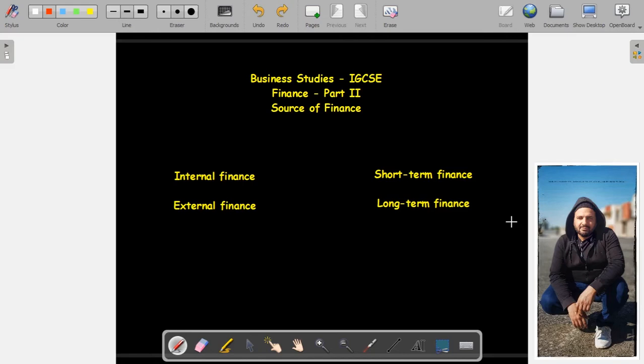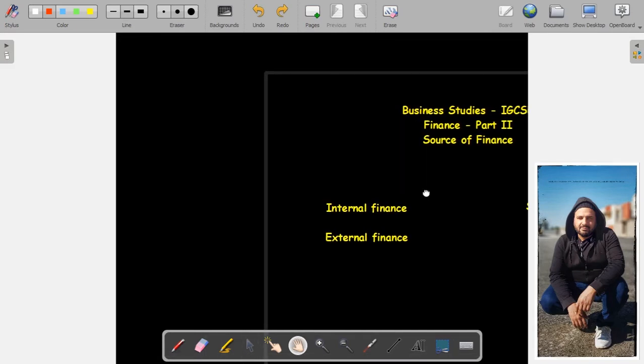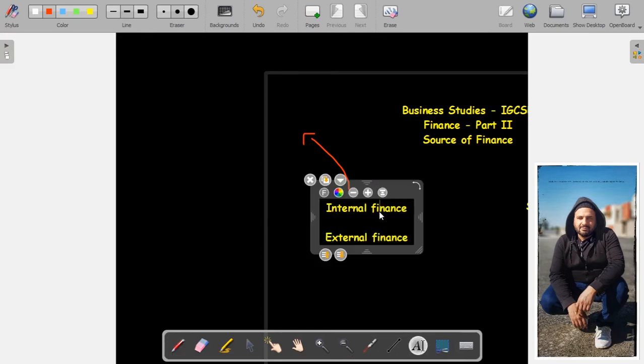As I said, any business, whether it's new, old, or large, needs finance to get things done. These finance sources can be divided into a few categories. I'm going to start with the first type, which is internal finance, and give a quick introduction to each one.